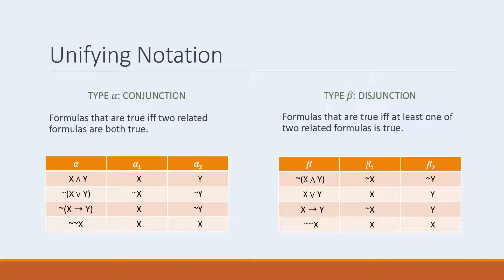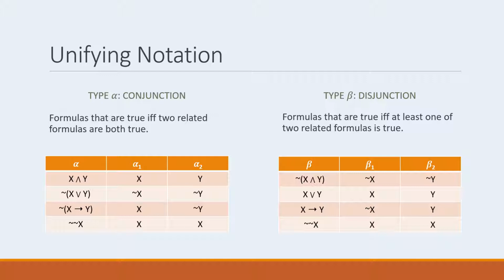To formalize this symmetry, Smullyan introduces a unifying notation. He recognizes 4 types of formulas: conjunctions, disjunctions, universal statements, and existential statements. And he groups all of our other rules into these 4 types. So the first is type alpha, or conjunctions.